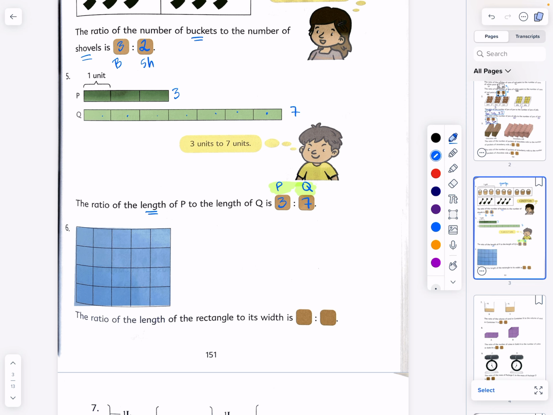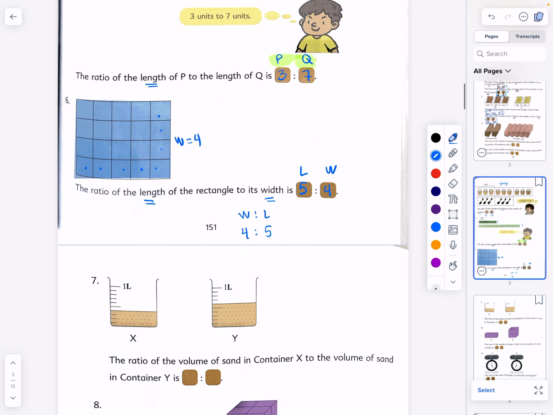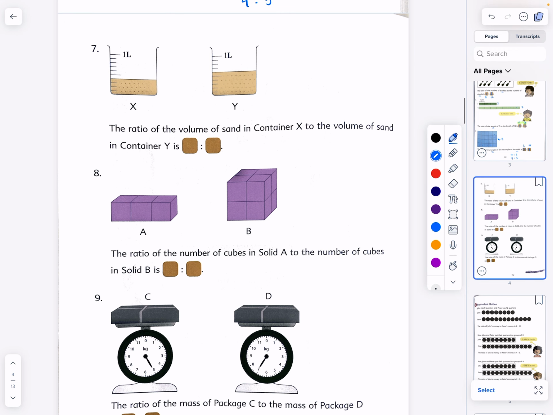Problem number 6, the ratio of the length of the rectangle to the width. Again, I'm putting length to width. Why? Because that's what they're asking. Let's count the length. 1, 2, 3, 4, 5. Length equals 5. And of course, we can see that width equals 4. The ratio of length to width is 5 to 4. If they were to ask for the ratio of width to length, we would reverse the numbers and say 4 to 5.